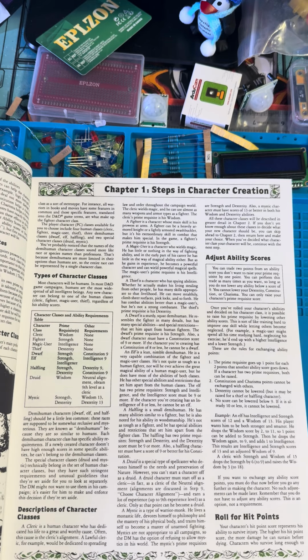The special character classes, druid and mystic, technically belong instead to the human character classes, but they have such stringent requirements and unusual guidelines that they're set aside for you to look at separately. The DM might not want to use them in his campaign. It's easier for him to make and enforce this decision if they're set aside.